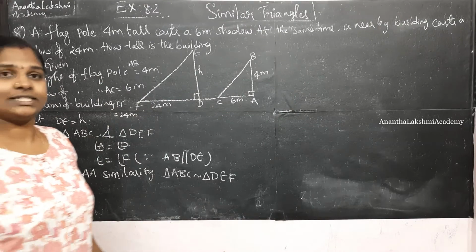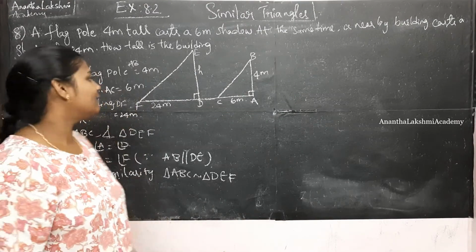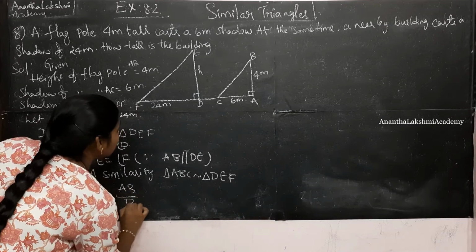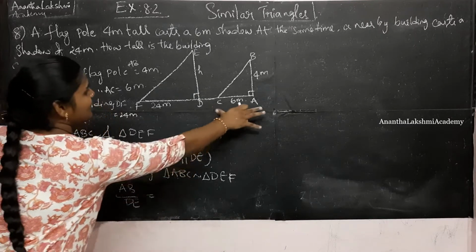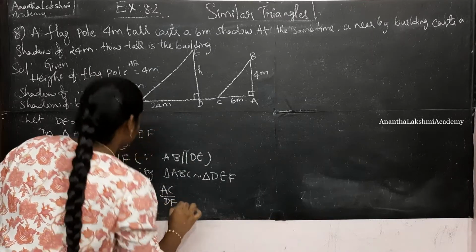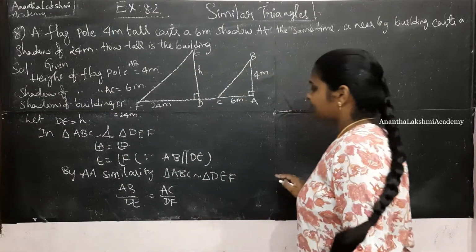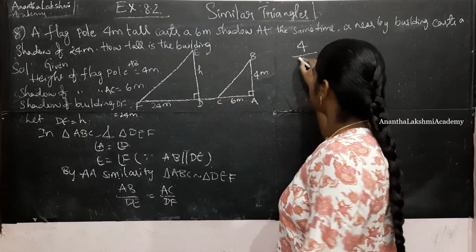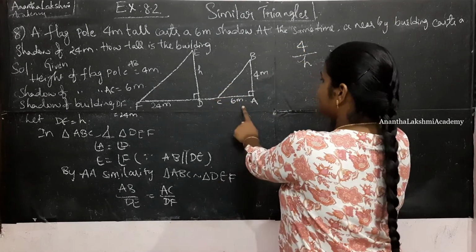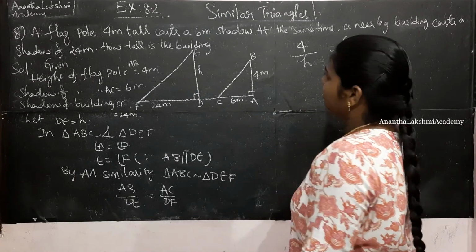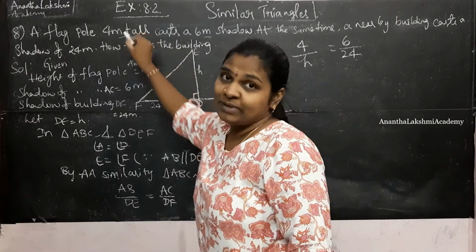When two triangles are similar, the ratio of their sides is equal. So let me consider AB by DE is equal to AC by DF. So that's going to be AB is 4, DE is H, AC is 6 and DF is 24. Make sure all the lengths are in meters itself.